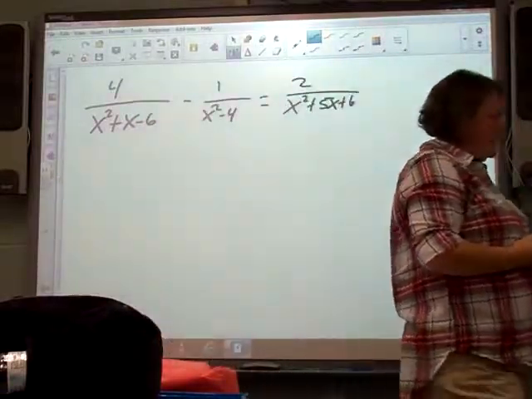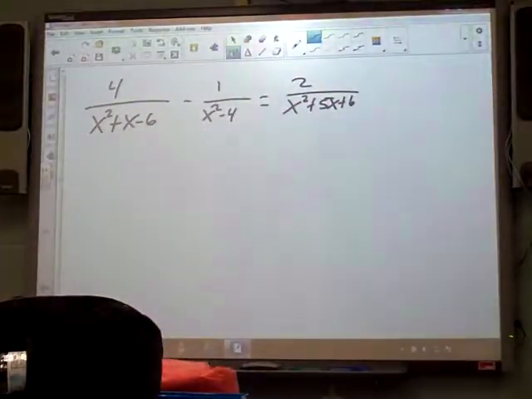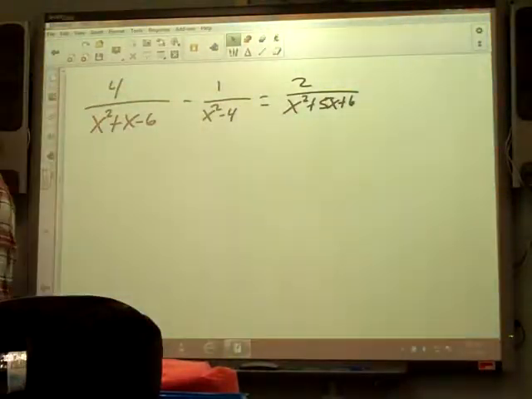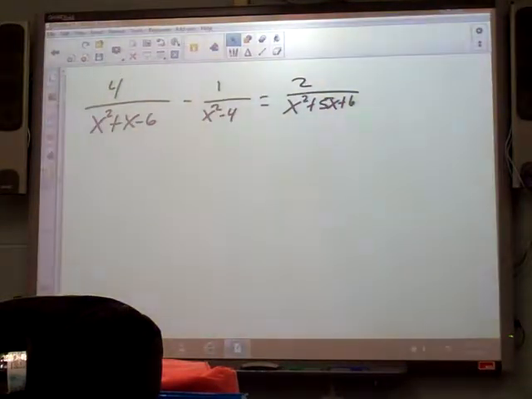Alright, we got 4 over x squared plus x minus 6, minus 1 over x squared minus 4, equals 2 over x squared plus 5x plus 6. Alright, so what we got to do to figure out what our common denominator needs to be, we need to know what factors we have in our current denominator. So that's going to be my first step: I'm going to factor every denominator that I can.